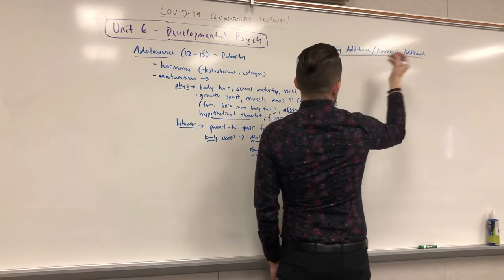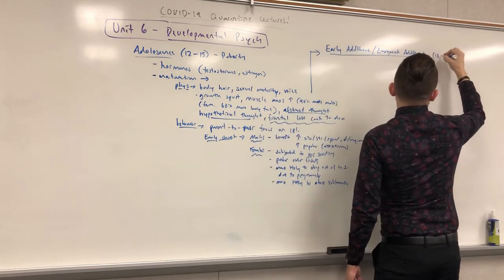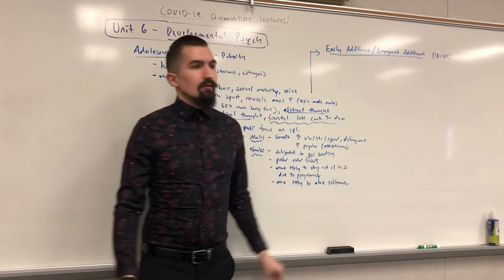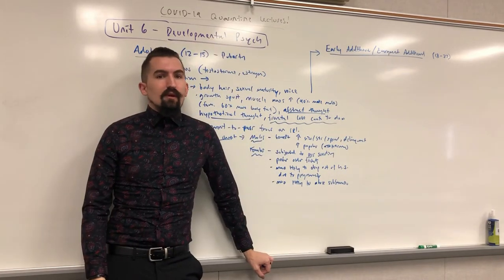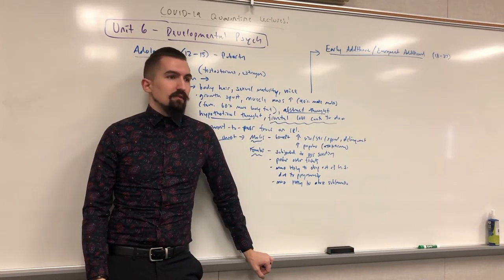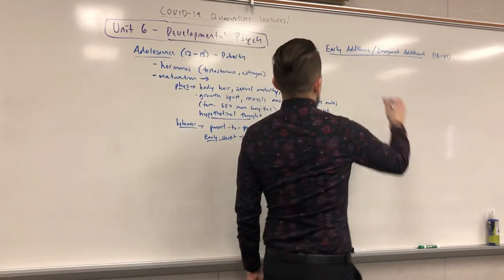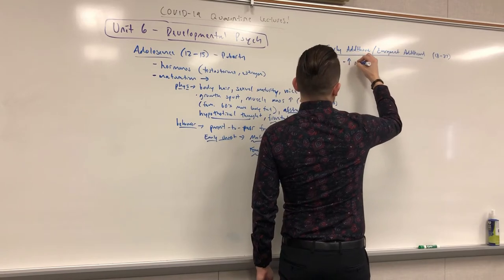And this, again, varies. You could say 18 to possibly 27. That's a little late, but you could extend it to that. Certainly your late teens, early 20s would be lumped in. And depending on the individual and the situation, you could extend it further into their 20s. So this is, again, the phase of increased independence.